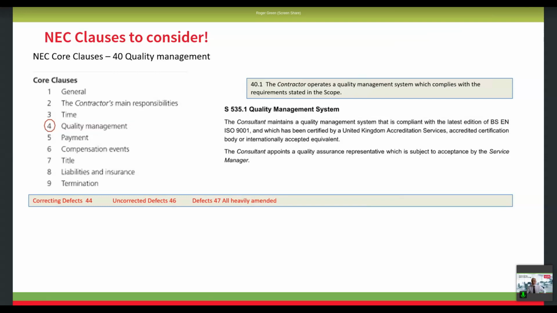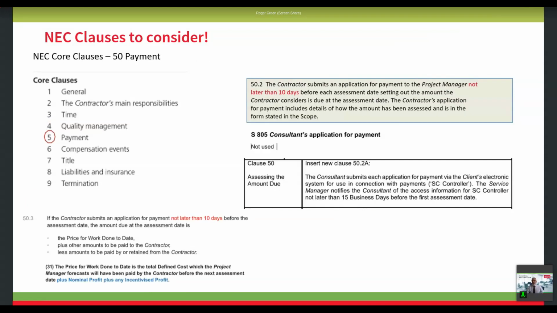Quality management, I'm not going to spend too much time on that. You basically have to have a quality management system to ISO 9001. But the quality then also picks up defects under clauses 44, 46 and 47, and that has been heavily amended to the nuclear standards.